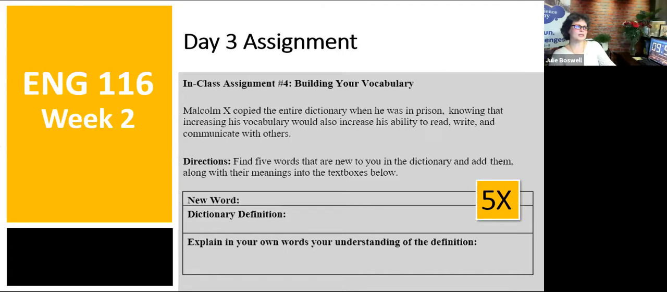Here's the assignment. It's based on the reading that you did yesterday about Malcolm X copying the entire dictionary. I did not come up with this, but what you're going to do is find 5 words that are new to you in the dictionary and add them along with their meanings into the text boxes below. I think it's a chance for you to look at words that actually mean something that you might actually use. Or I suppose you could look up archaic words if you're just fascinated and interested in them too. Either way, you want a dictionary definition and then explain it in your own words, make it work for you. There are 5 of them.